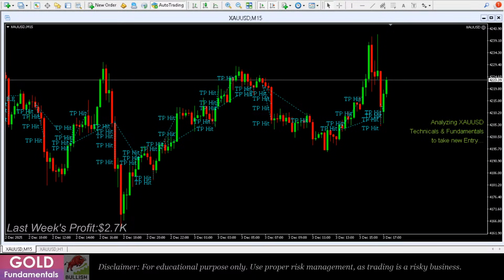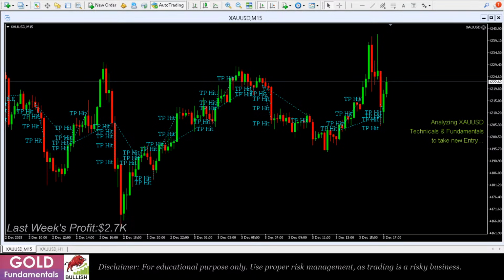In conclusion, while the RSI, MACD, and Bollinger Bands each have their strengths, the best approach often involves combining these indicators to gain a more nuanced understanding of gold's price movements. This multi-indicator strategy can help traders navigate the inherent volatility of the gold market, making more informed and profitable trading decisions.